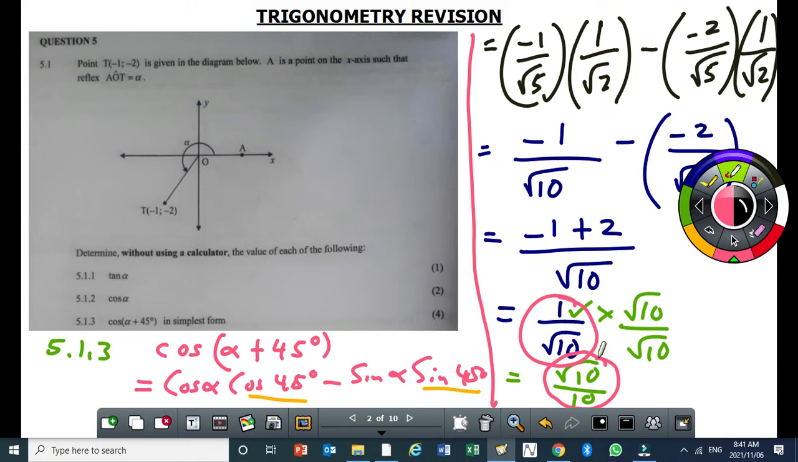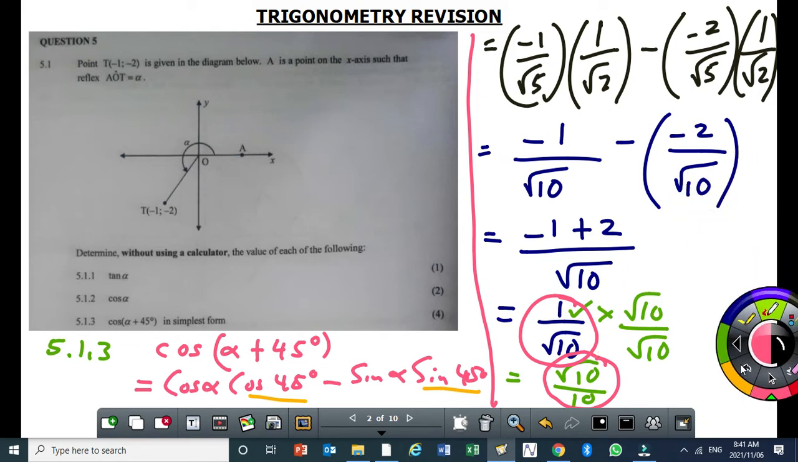Yes. Which step? This one here. Yeah, I suggest that you show it. That's part of your working out, so you have to show it.